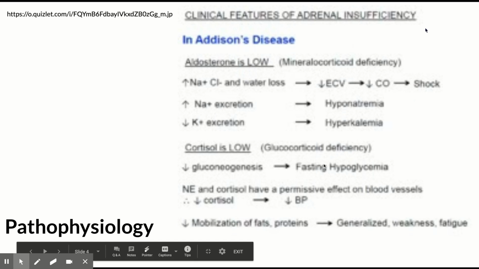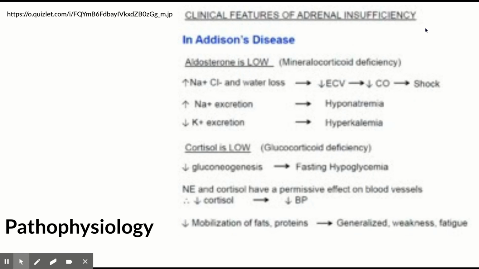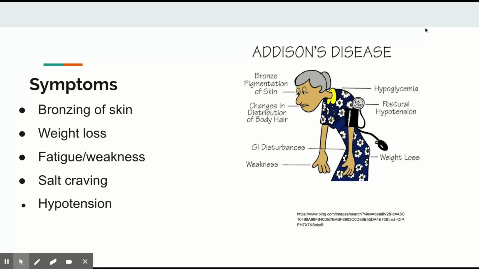Glucocorticoid deficiency is when your body's cortisol levels are low. Hyperglycemia is the condition in which your blood sugar is lower than normal. Low cortisol levels can also affect blood pressure because of the permissive effects cortisol actually has on the blood vessels. Low cortisol levels decrease the mobilization of fats and proteins, which leads to the weakness and fatigue seen in patients with Addison's disease.